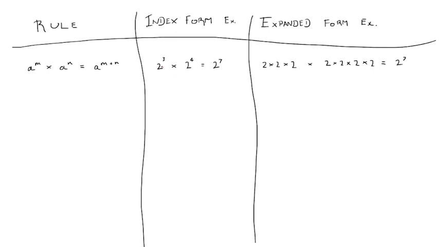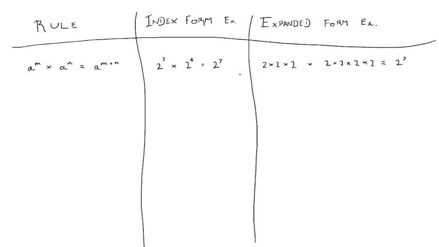So, for example, instead of A, I'm substituting 2. So all 3 of these A's become 2. And I've got M and N. Instead of M, I'm substituting 3. I'm substituting 4 instead of N. And over here, I've got M plus N, which is 7, in this case, because I've got 3 plus 4 equals 7. All right, that's what it means.